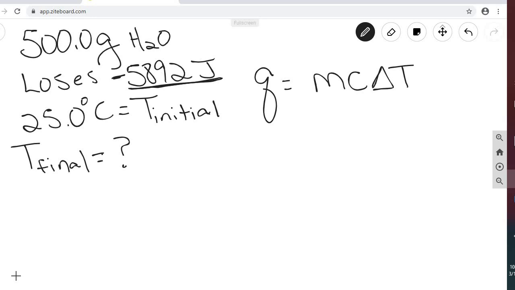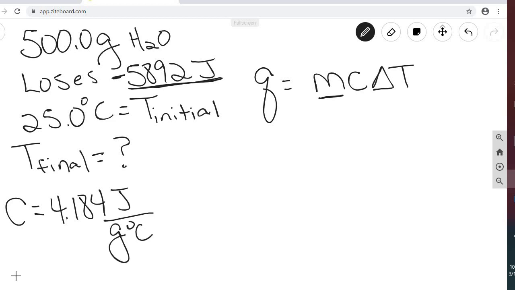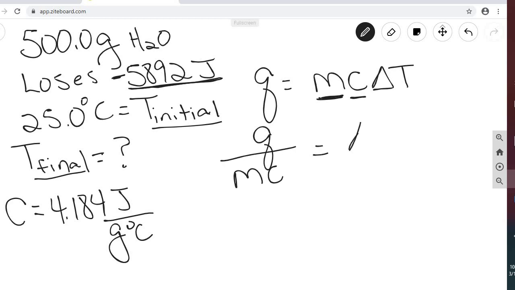So we know the mass, we're given the mass. This particular question did not give you C, but you would be given that on the test, or you can look it up in your book. So C for water is equal to 4.184 joules over grams degrees C. Okay, so we know mass, we know C. So we can't calculate T final directly, but if we calculate delta T, since we know T initial, we can then calculate T final. So let's solve this equation for delta T. We're just going to divide out the M and the C. So Q divided by MC will equal delta T.